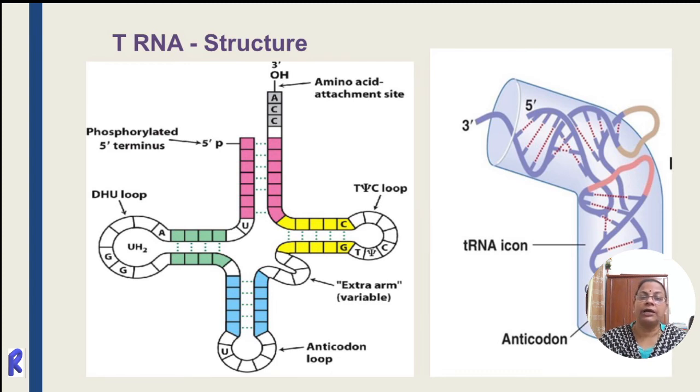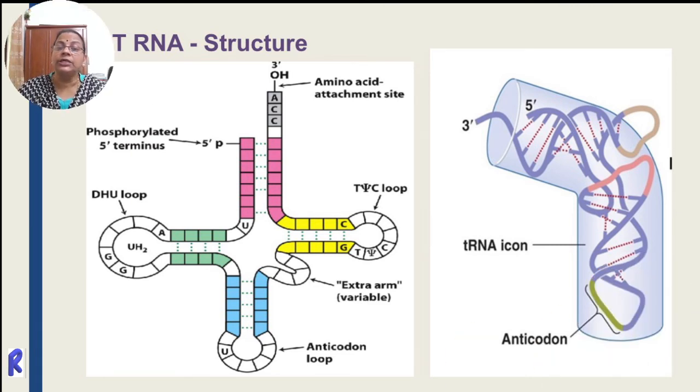So here I have attached a two-dimensional structure, and the same way I have attached a three-dimensional structure of tRNA. In the two-dimensional structure, there is the 5' end. It starts with a 5' terminal methylguanosine, and there are 3 loops. It is actually folded in the form of a clover leaf structure with 3 unpaired loops and 4 paired limbs.